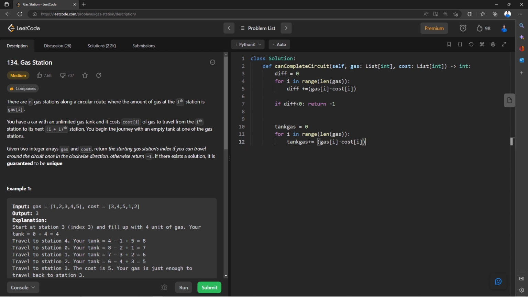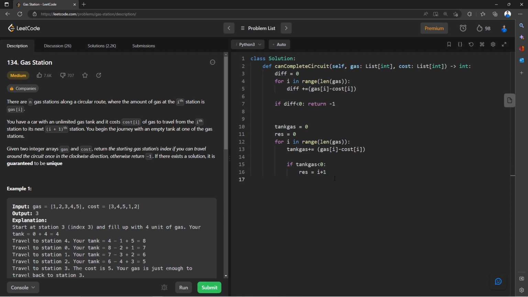Now guys, what we are going to do, we are going to say if tank of gas is less than 0, that means we can't start from that particular index. We have to start from the next index. So we can say if tank of gas is less than 0, then our final index, that means result, is going to be the next index from this. So we can say i plus 1. So here I'm going to define result as well. So I'm going to say result initially is nothing but 0. Fine. So result is going to be i plus 1.